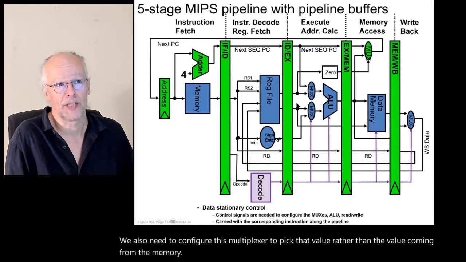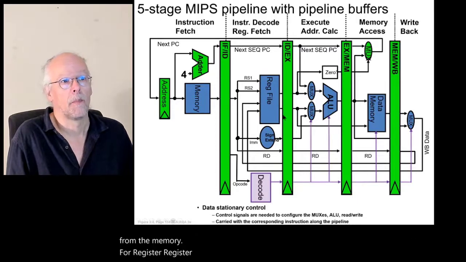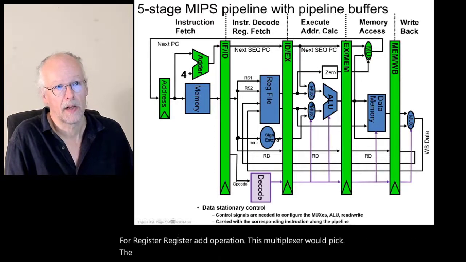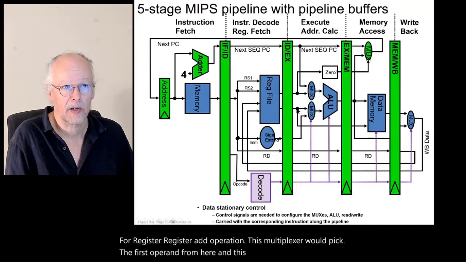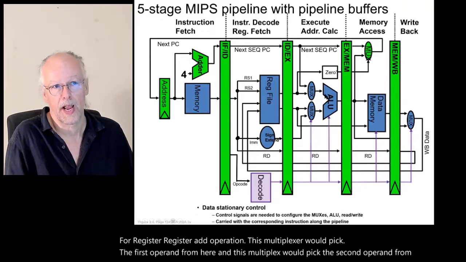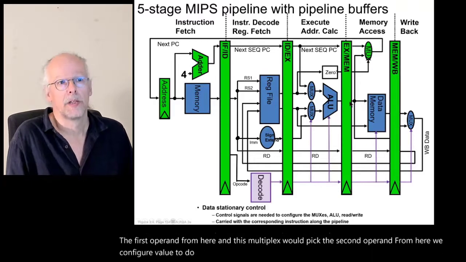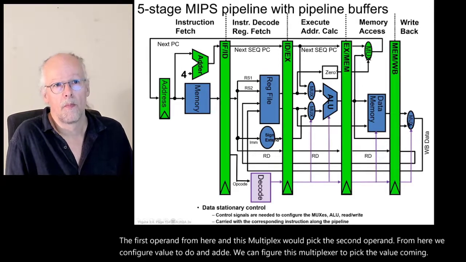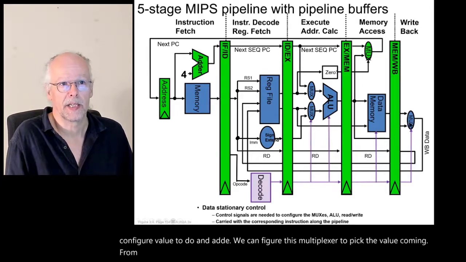For a register-register add operation, this multiplexer would pick the first operand from here, and this multiplexer would pick the second operand from here. We'd configure the ALU to do an add. We'd configure this multiplexer to pick the value coming from the arithmetic unit here.